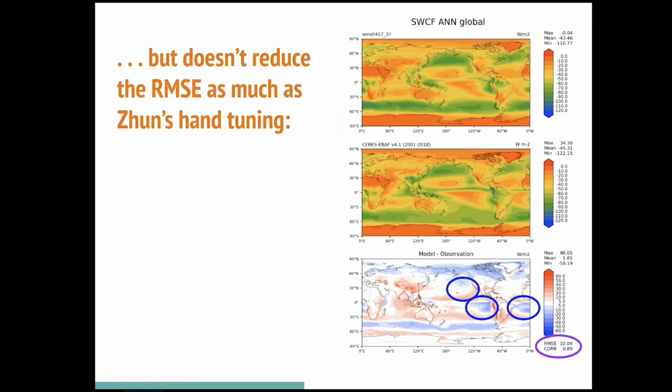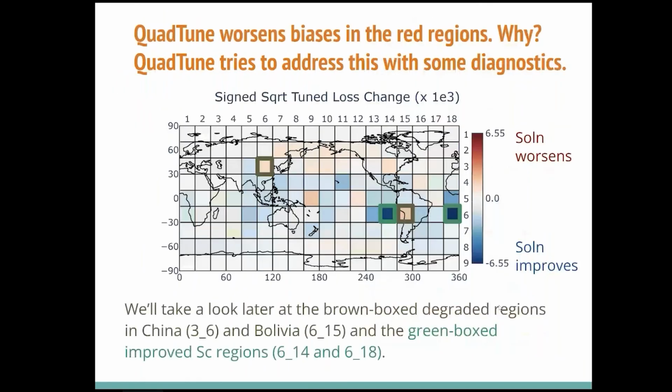So now the question is, we want to figure out what the model structural error is, what's preventing QuadTune from doing better. You can see that there are these blue regions where the solution has improved, but there are red regions where it's gotten worse. There's one over Bolivia here and one over China here. There are 2 stratocumulus regions where it gets better. We want to understand why.